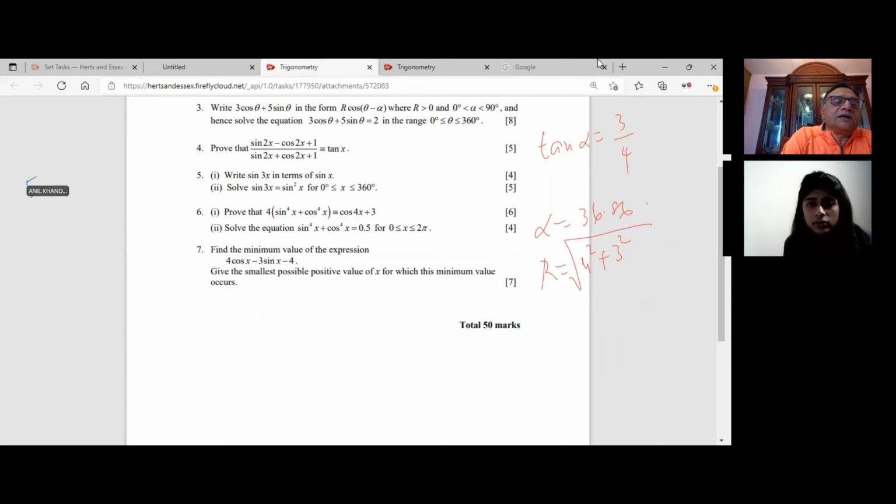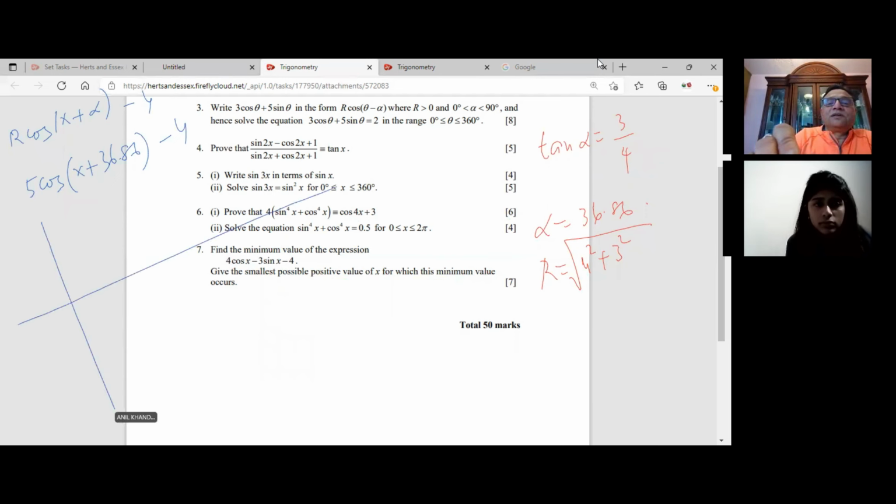Let me write first as R of cos, because we did minus angle. So we have cos of x plus alpha. 5 cos of x plus 36.86, and then -4. So the minimum is, see, this is for 5 and -4. You have to go down, right?